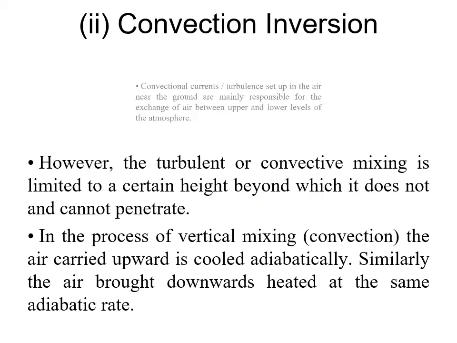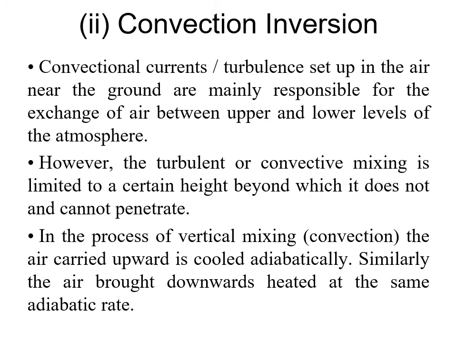The second upper air inversion process is known as convection inversion. Now, convection currents, also known as turbulence, are set up in the troposphere because of irregular heating of the surface. As we know from our previous classes, the sun rays, that is the incoming solar radiation, do not fall in the same amount at all places of the earth. So due to that, irregular heating of the surface occurs.